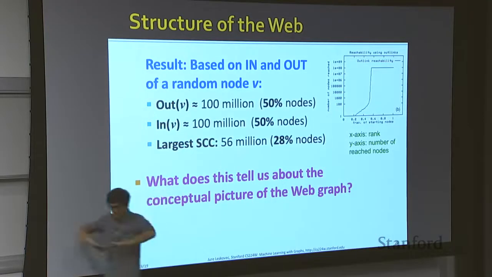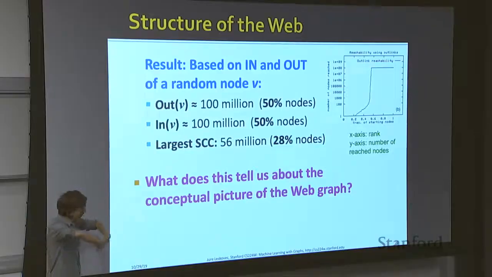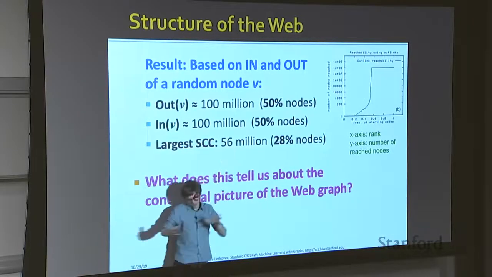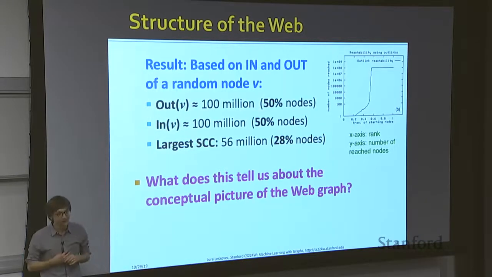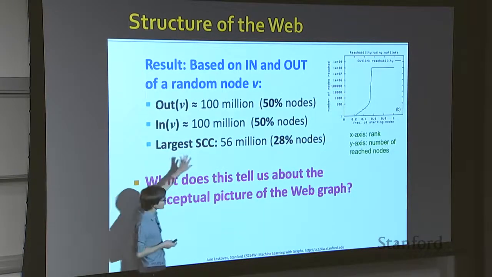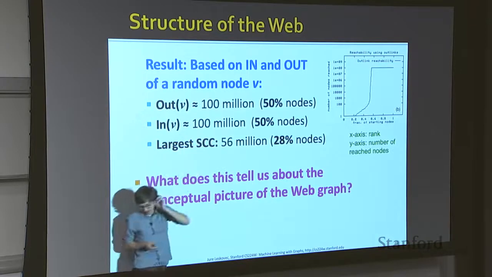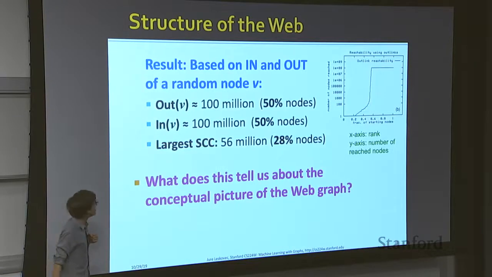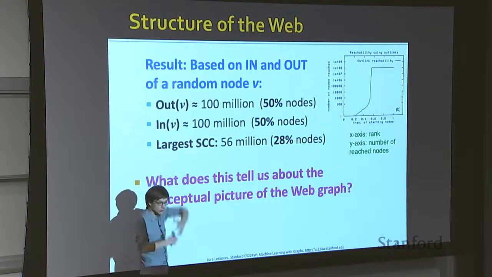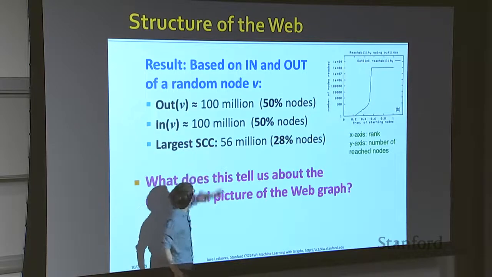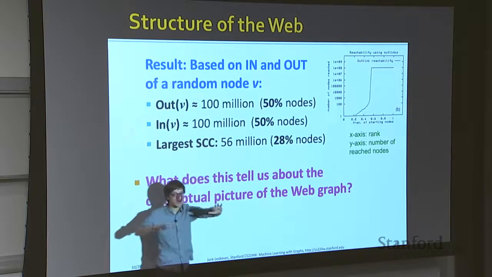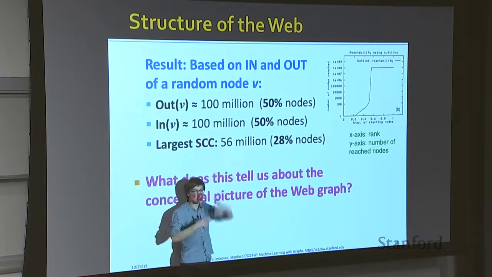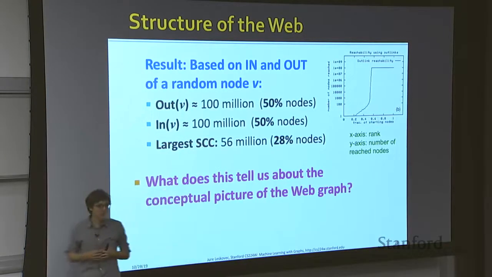And then they also took the intersection of this 100 million and this 100 million, and they are left with about 56 million nodes. This is the strongly connected component. And basically, based on just this analysis, they come up with a conceptual picture of the web. So what do we know? We know that the out component is about 100 million. We know that the in component is about 100 million. And we know that the two components have 56 million in the overlap.